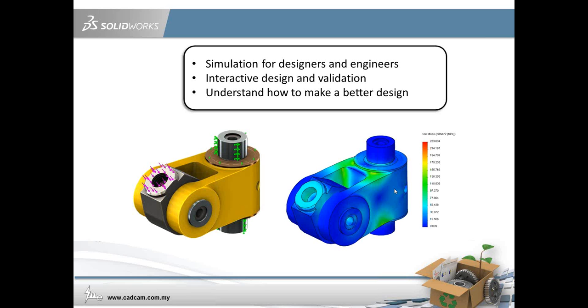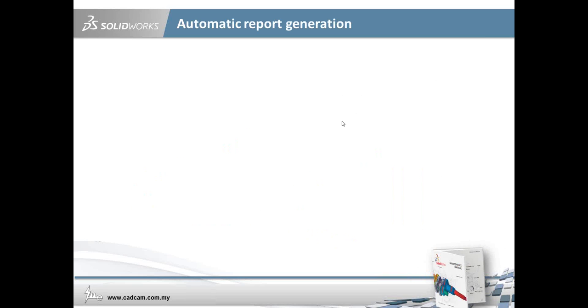So by understanding the design through a color plot, now you know how you can improve a design. Maybe you want to add some fillet over here, you want to do some cutting over here to save material cost, since this is a casting part, right? So this is how SolidWorks plays a role as an upfront design validation solution.